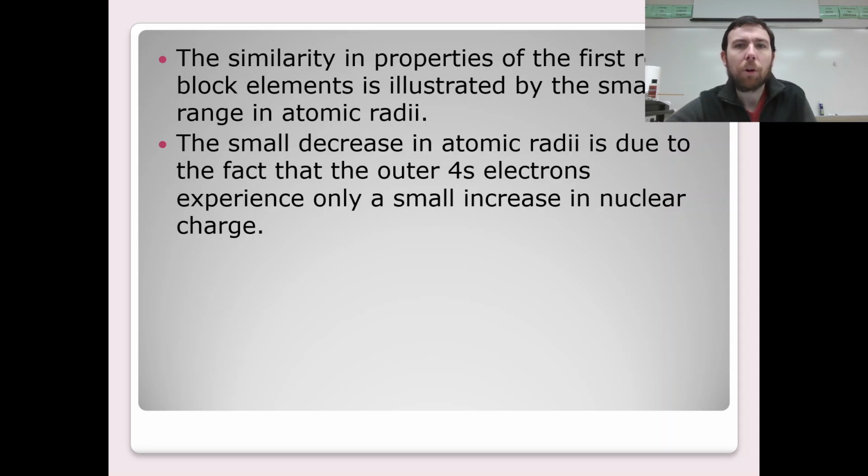what happens is there's a small decrease in atomic radii due to the fact that the outer 4s electrons experience only a small increase in nuclear charge, right? We talked about how nuclear charge is essentially the pull of the nucleus on the valence electrons, right? And so as we're moving from left to right across the D block, the increase in nuclear charge is much smaller than we would anticipate. And that has to do with the shielding due to those D block electrons that are being added, that are going to be filling in kind of those core electrons of the atom.